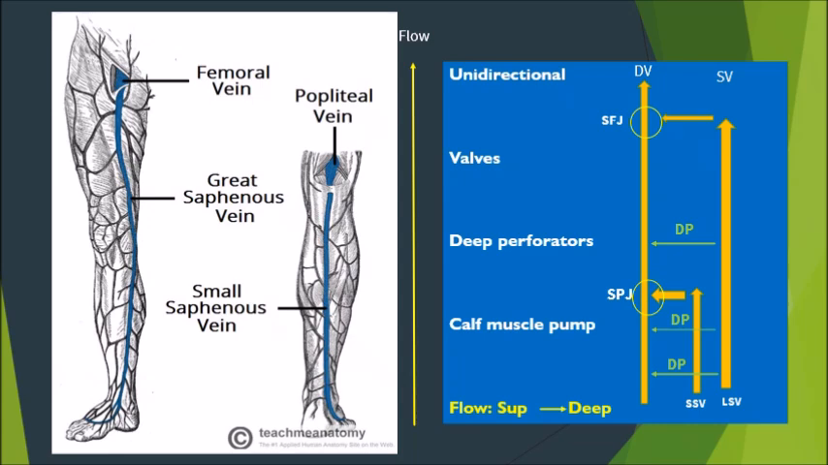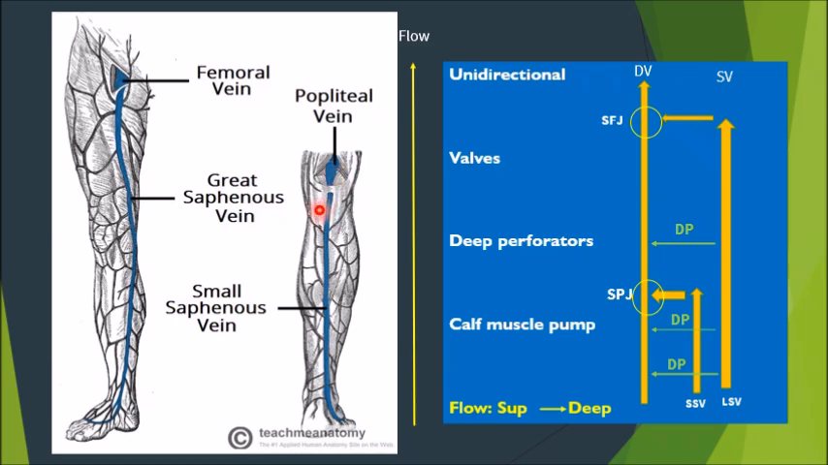Okay, this picture here shows you the long saphenous vein from the foot to the femoral vein, where it joins at the saphenofemoral junction here. Okay, and then it gives off multiple tributaries along the thigh and leg. The short saphenous vein, or the small saphenous vein, runs from the foot right up to the knee, and it empties into the popliteal vein at the back of the knee joint.